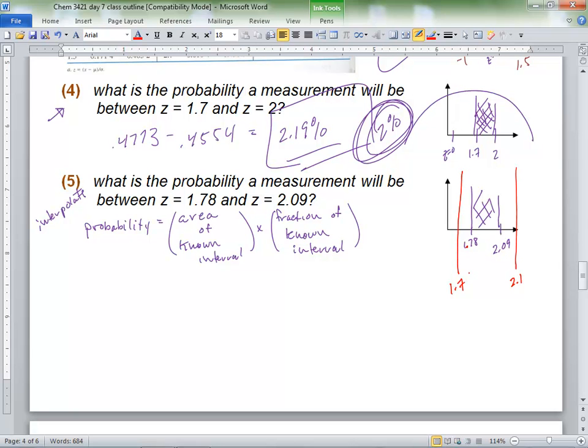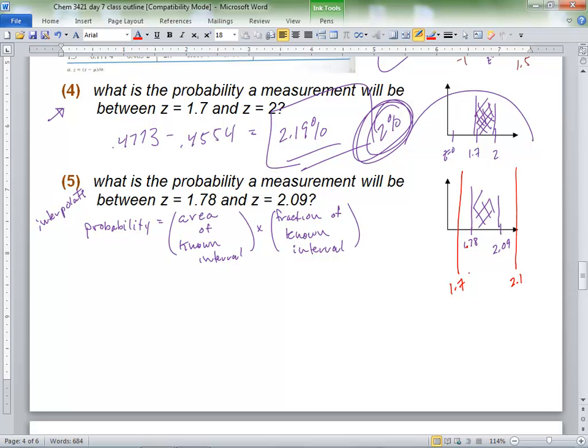Now you see how sketching these things out is really going to help you. So we know, here's our known interval: z equals 2.1 and z equals 1.7. If the question was, what's the probability of falling between 1.7 and 2.1, well, it's easy, right? How would we get the area of that known interval? Look at the table for 2.1 and then do what? Subtract it from 1.7.